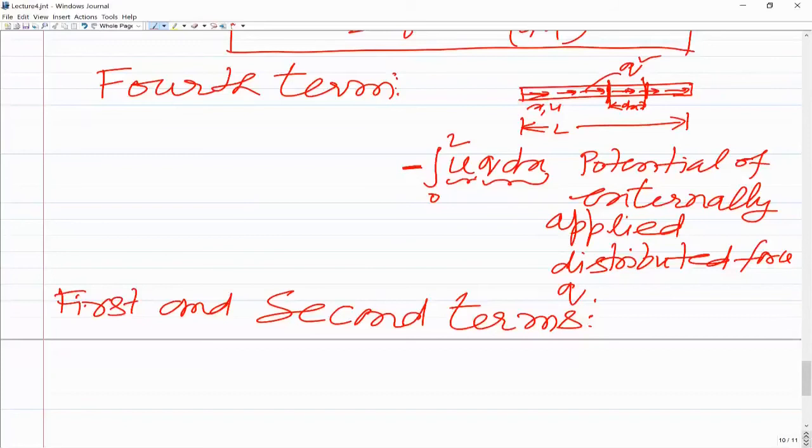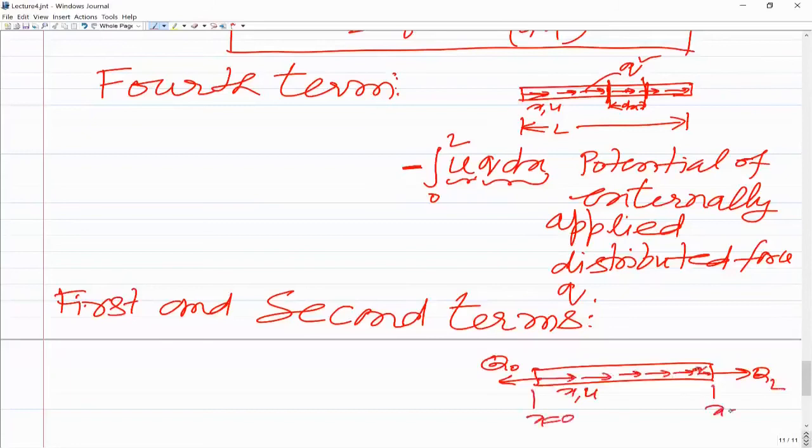Now the last term. As I said, when I took the rod for this integral functional concept, I said here this is Q naught, here it is actually QL, and this is your x coordinate, and you have of course this U, and of course this force Q is there. This is x equal to 0, and here x is equal to L. This Q naught force is along the negative x direction, and QL force is along the positive x direction, because these are positive axial forces.